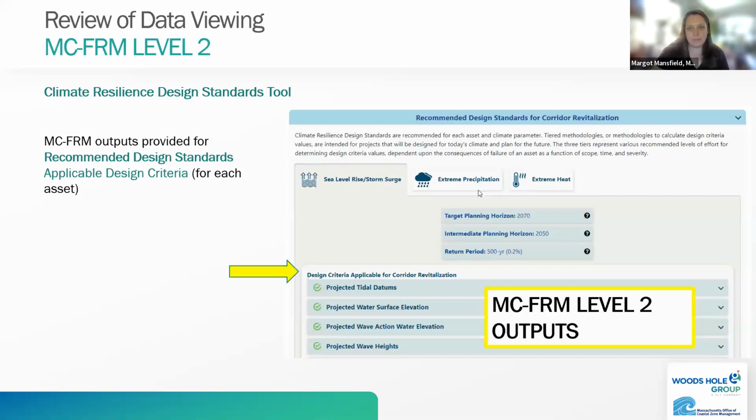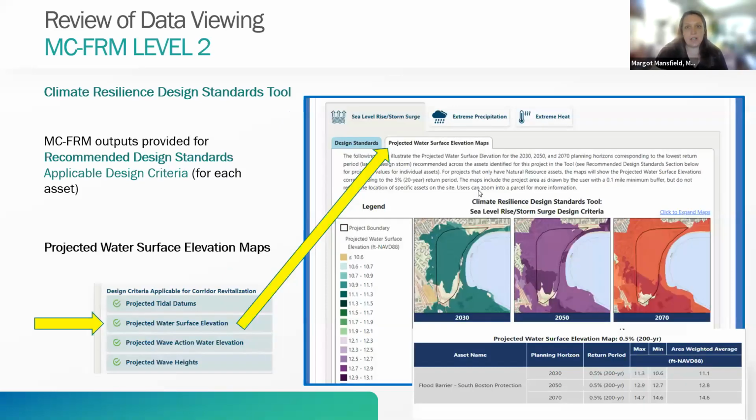Next slide. To provide some additional context for these MC-FRM outputs, there are interactive maps of the projected water surface elevation across the site provided in the tool, and printed maps are included in the tool report. I'm going to hand it over to Kirk now to talk about the download page that is forthcoming.